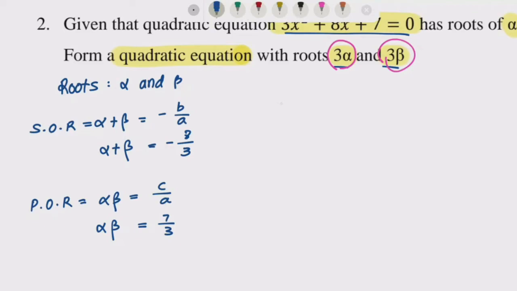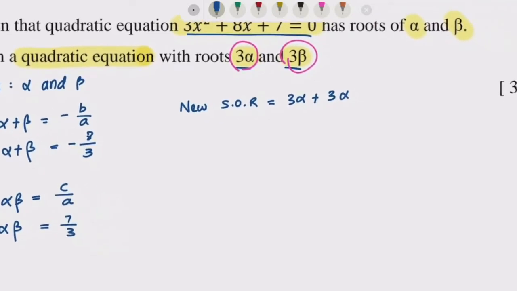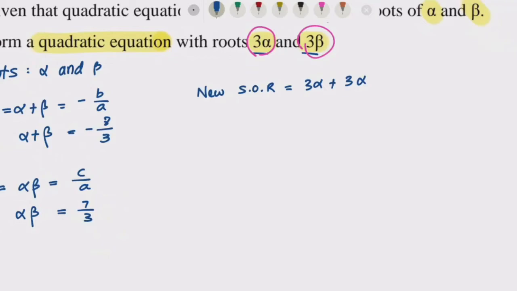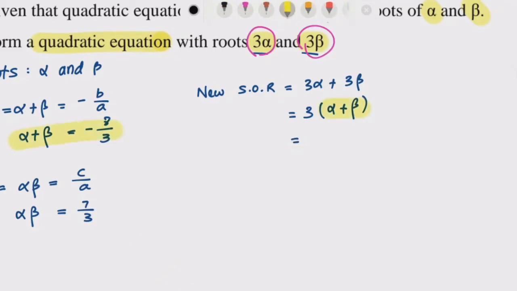Now we move to the new part. We write the new sum of roots. The new sum of roots is 3 alpha plus 3 beta. So we can factorize 3 out, and we get 3 multiplied with alpha plus beta. In the previous step, we know that alpha plus beta is equal to negative 8 over 3. So 3 multiplied with negative 8 over 3 gives you negative 8 only. That is the new sum of roots.